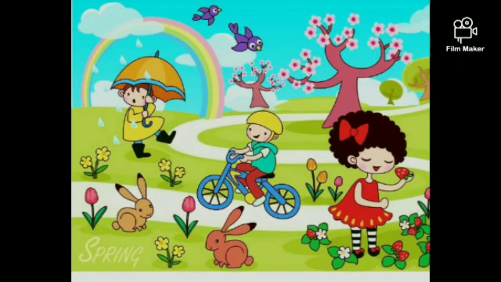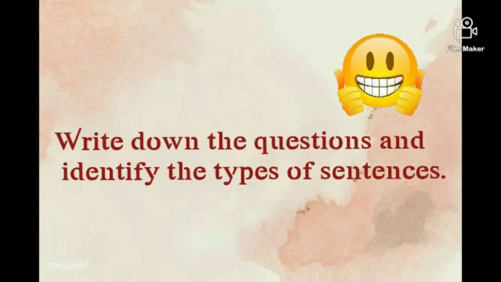Dear children, observe the given picture carefully. Now, let's frame sentences using the picture and identify the types of sentences that we have framed. Shall we start? So, here I have framed 4 sentences for you, and you are going to identify their types. So, now take a notebook and write down the sentences.